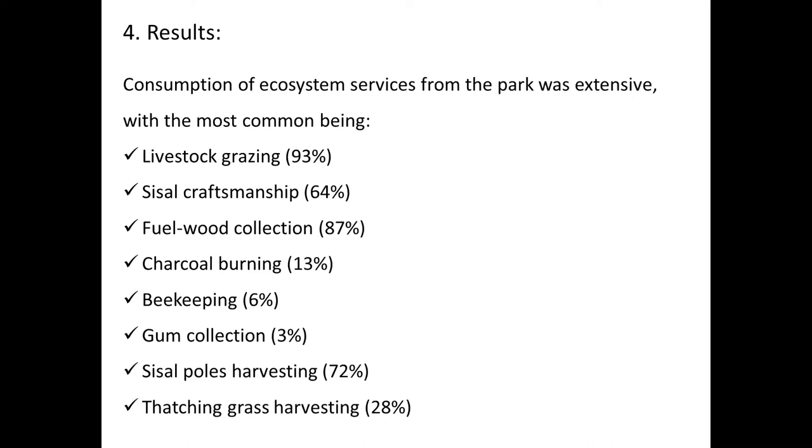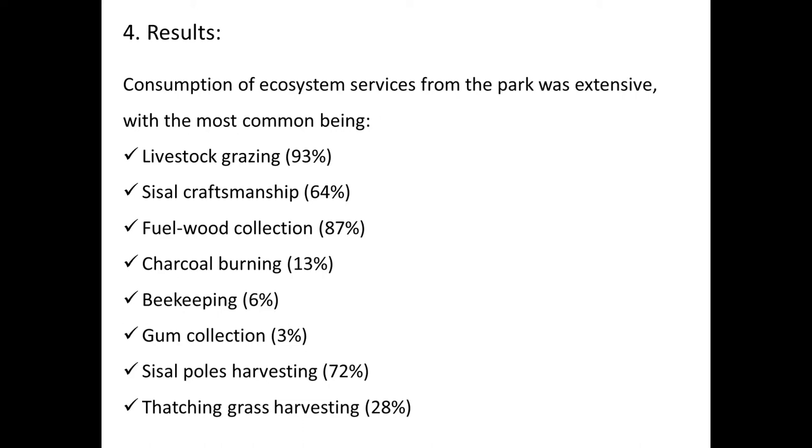We were able to extract about 8 direct use factors. We realized that livestock grazing, size of craftsmanship, fuel wood collection, charcoal burning, beekeeping, gum collection, size of poles harvesting, and touching grass harvesting were the main direct use benefits derived from these parks, where livestock grazing was the dominant activity at the park. 93% of the respondents responded that they use the park for livestock grazing.